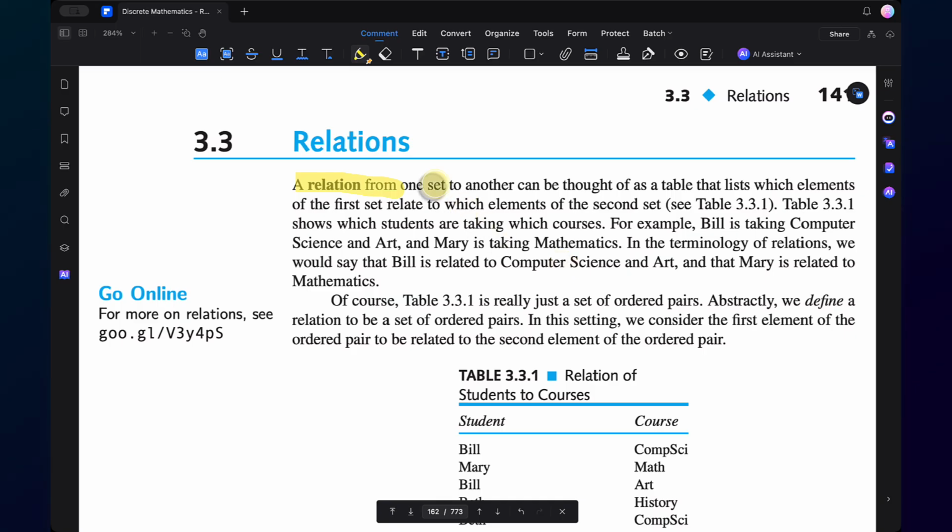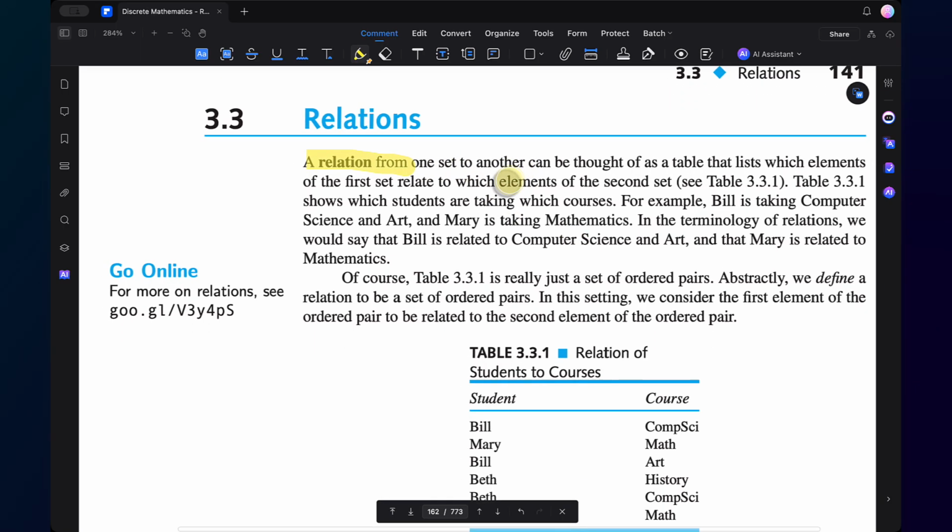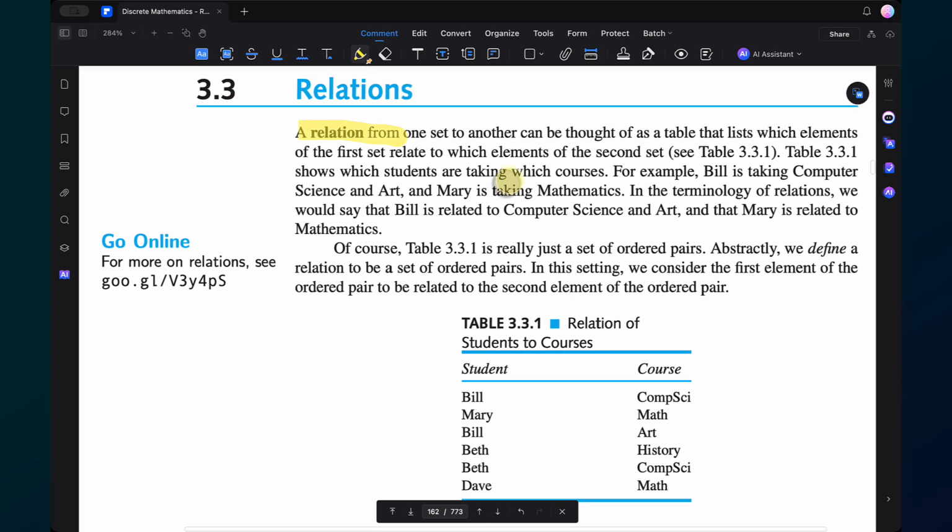Okay, section 3.3, relations. Here we need to establish some mostly definitions regarding relations. So what is a relation?